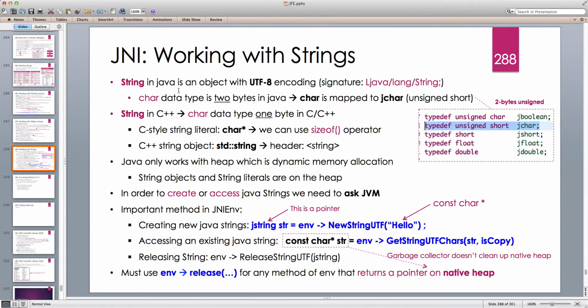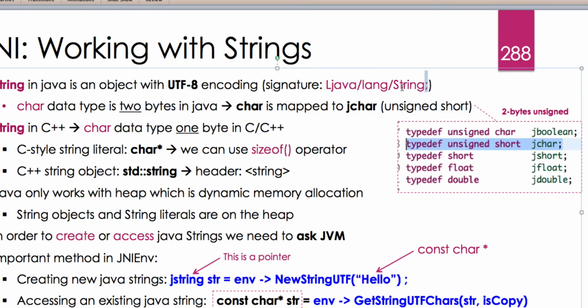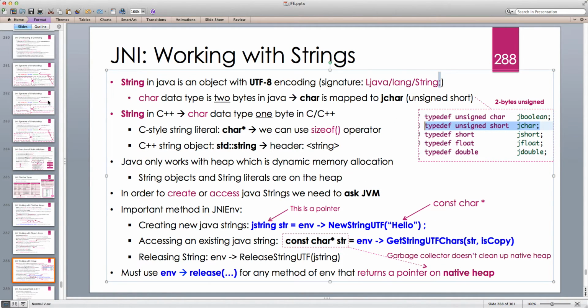Okay, so a string in Java is an object with UTF encoding, and a string is an object in the java.lang package. So its signature as an object is L java/lang/String semicolon. Each object has a signature that starts with L and ends with semicolon. And if you recall, when we talked about operator overloading, we said that the slash becomes underscore, and semicolon becomes underscore 2.